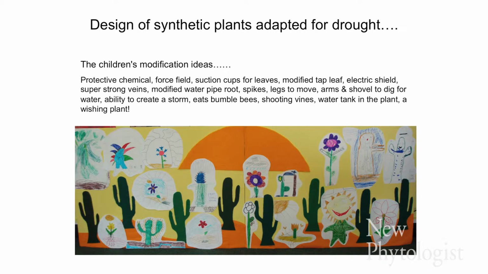So these are their modifications: protective chemicals, force field, suction cups for leaves, modified tap leaf, electric shield, super strong veins, modified water pipe route, spikes, legs to move, which is obvious, arms and a shovel to dig for water, ability to create a storm, eating bumblebees, not sure how that helps, shooting vines, water tank in the plant, and a wishing plant. So you can see that children have no boundaries to their thinking.